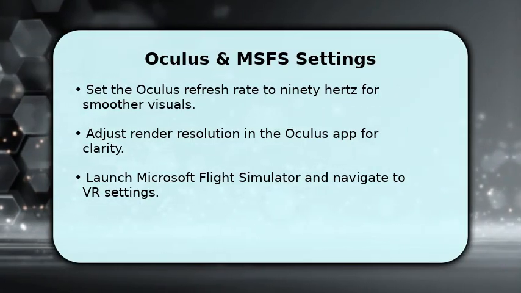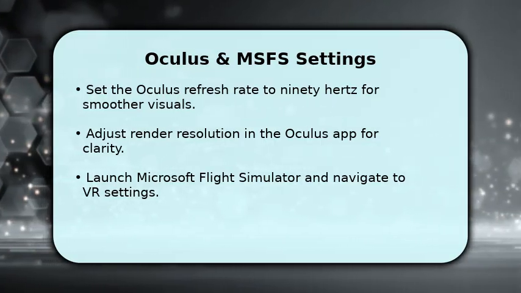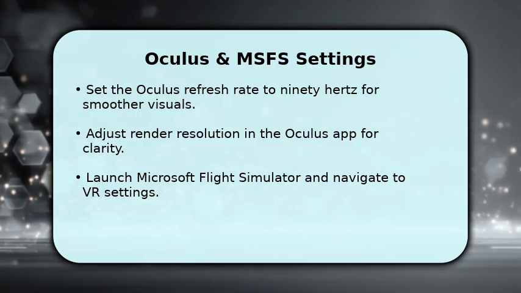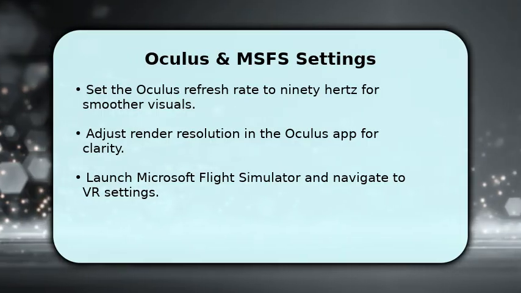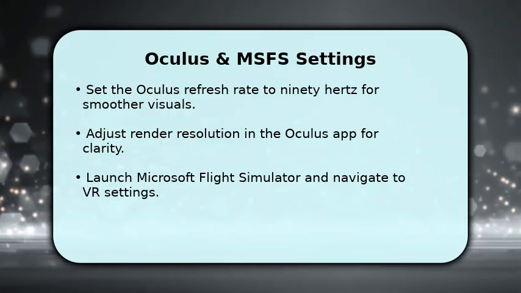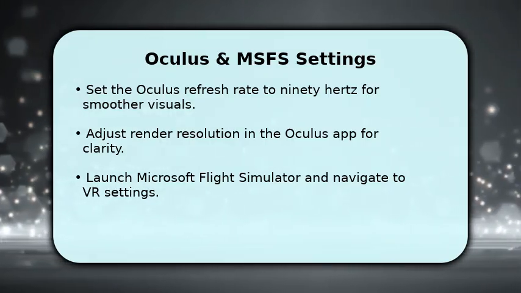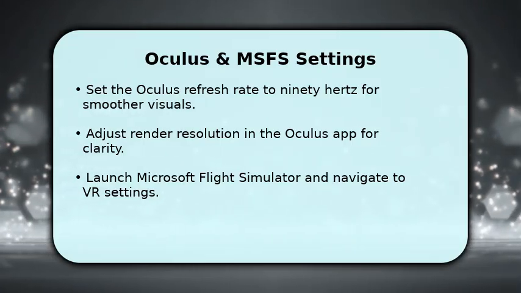For the best experience, set the refresh rate to 90 Hz and adjust the render resolution to a comfortable level, balancing visual quality with performance. Then, launch Microsoft Flight Simulator. Inside the game, go to the General Options, then the Virtual Reality section. Here, you'll select your Meta Quest 3 as the primary virtual reality device.